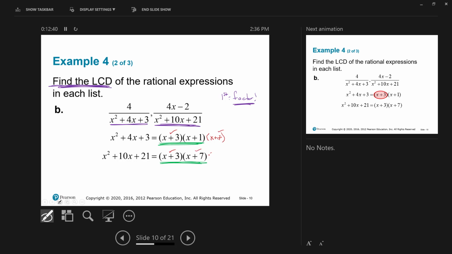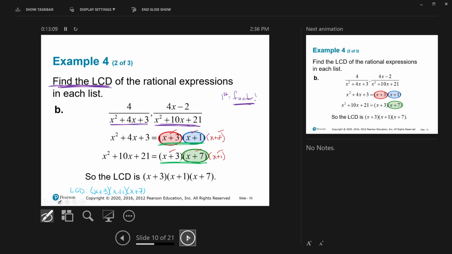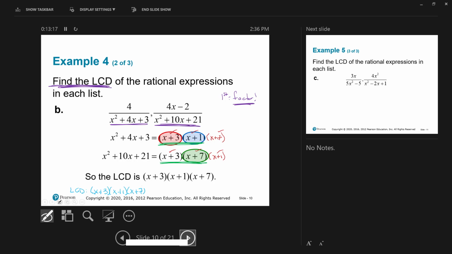And now I'm noticing the second denominator is missing the x plus 1. And now it has an x plus 1 just like the first denominator. Which means, since they both look the same now, our common denominator is going to be made up of these three parentheses multiplied together: x plus 3, x plus 1, and x plus 7. Definitely do not multiply these parentheses together, okay? You will see why when we start adding and subtracting them.